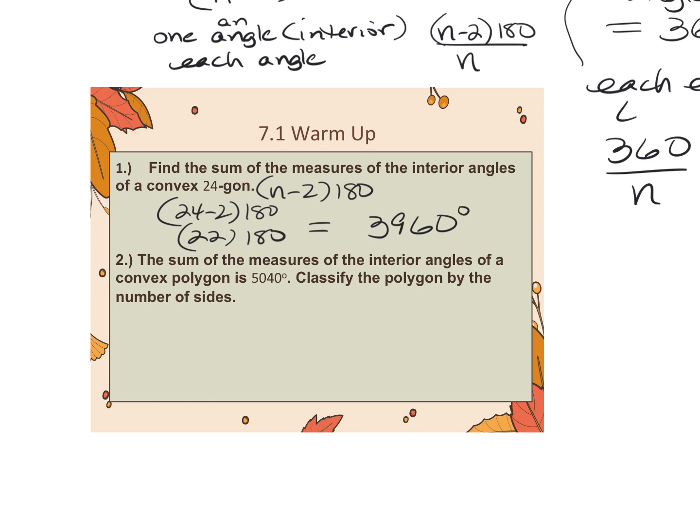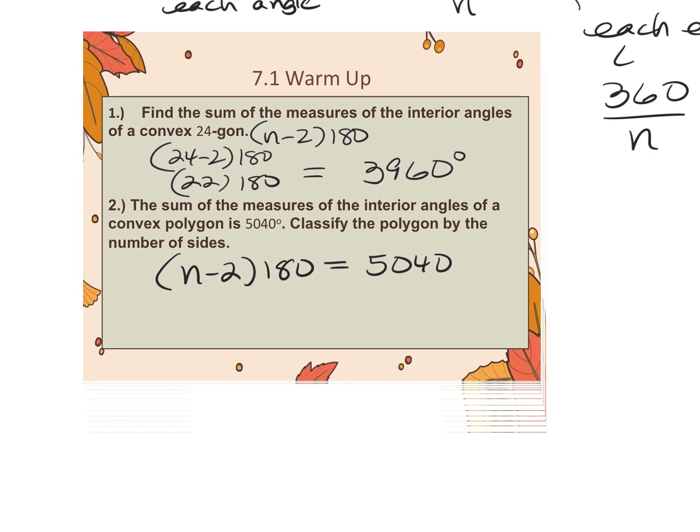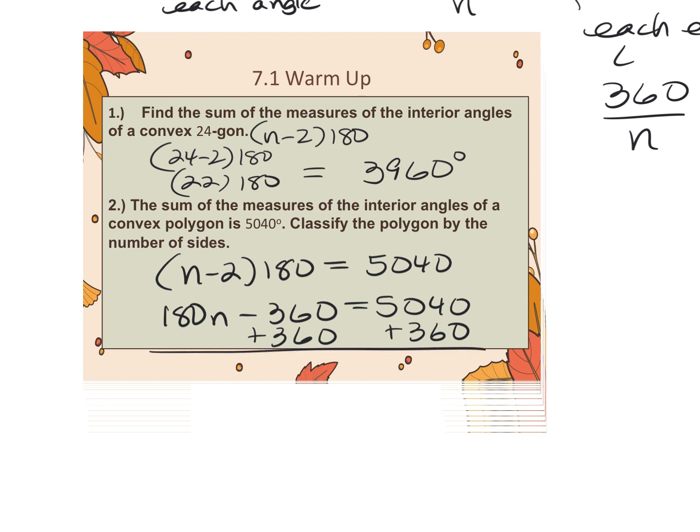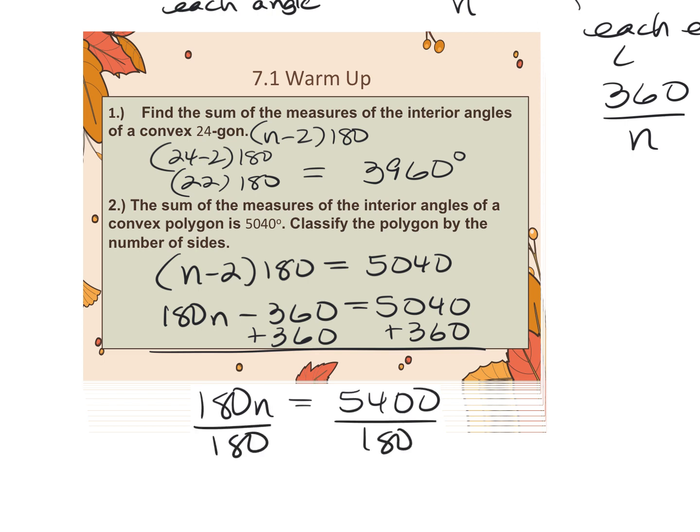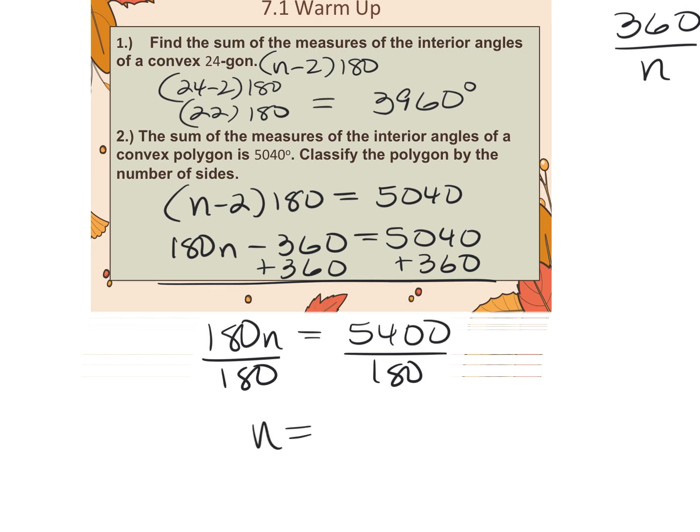For the next one, it's giving us the sum of the interior angles, and it wants us to find the n value, the number of sides. I'm still using exactly the same formula, but now I'm going to set that equal to the 5,040. I'm going to go ahead and just distribute the 180 to the n and to the 2. And now I have a nice two-step equation that I can solve by adding 360 to both sides. Once I add the 360, I get 180n is equal to 5,400. I'm going to divide both sides by 180, and my n value is going to be 30. So this would be a 30-gon.